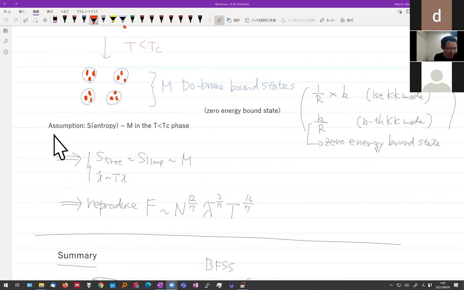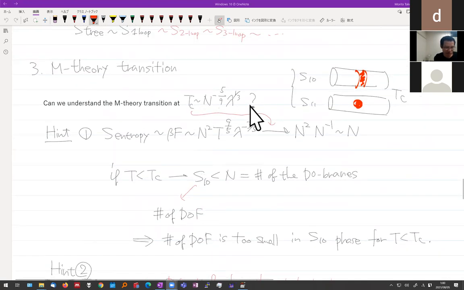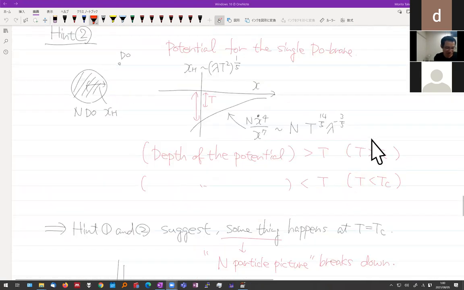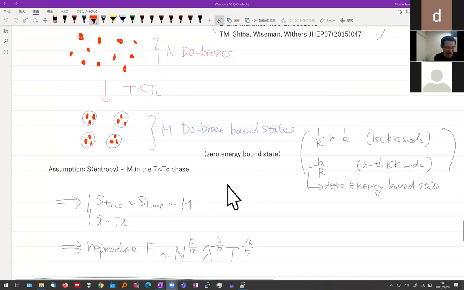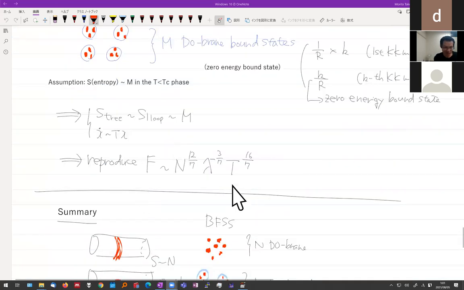Then again, we can use the virial theorem and so on. Also we need an additional assumption that the entropy is always saturated with M, where M is the number of bound states. This is from the fact that at this critical temperature, entropy becomes N, where N is the number of particles. So the assumption is that below this temperature, the entropy always keeps the number of quasi-particles, and here quasi-particle means bound state. Then by using a similar analysis, this virial theorem and this assumption, we can reproduce this free energy.